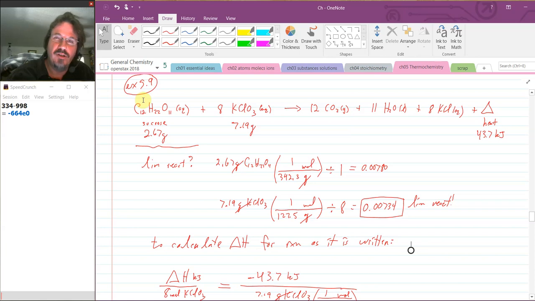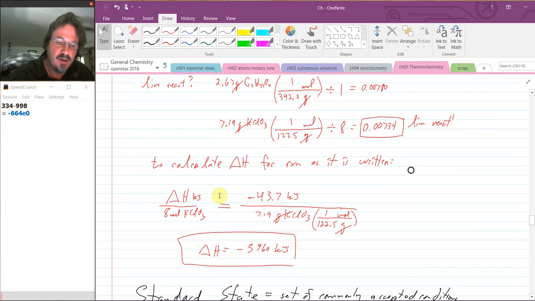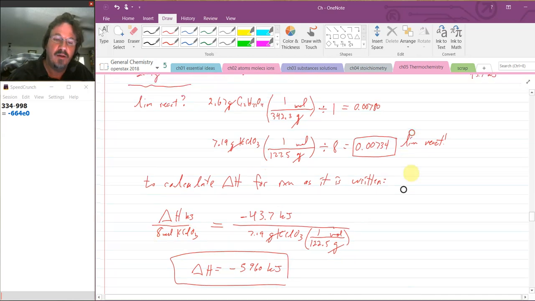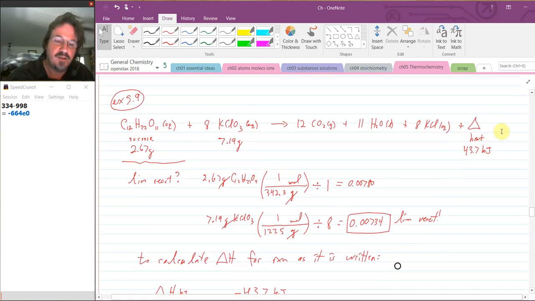But I don't usually look at the whole reaction. I look at something specific in that reaction. In this case, we were looking at the potassium chlorate. So per 8 moles of potassium chlorate. That's why when I was comparing the numbers, I had delta H divided by 8 moles of potassium chlorate, because that's how it is in my balanced reaction up there. I've got an 8.